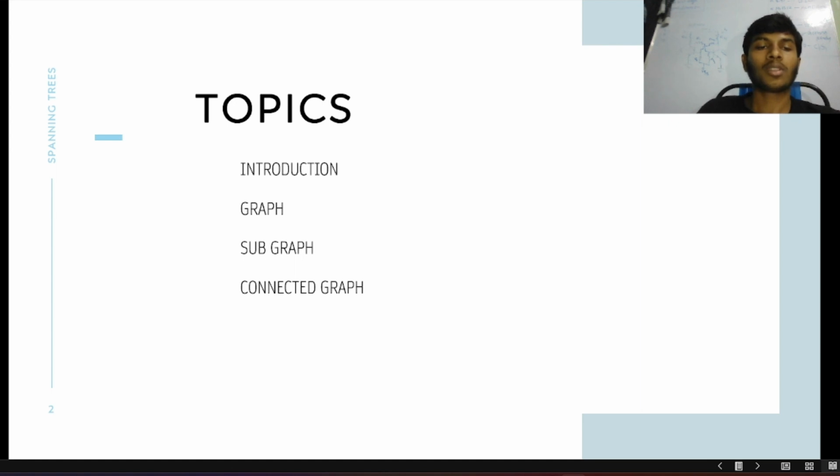Before learning about the topic spanning trees, we should understand the terms subgraph, graph, and connected graph. Let's see the first topic, the introduction to spanning trees.